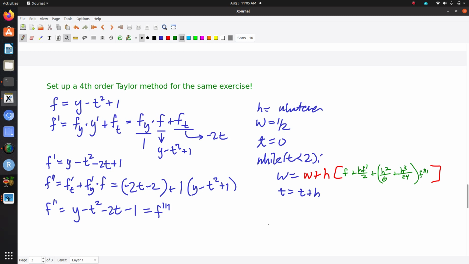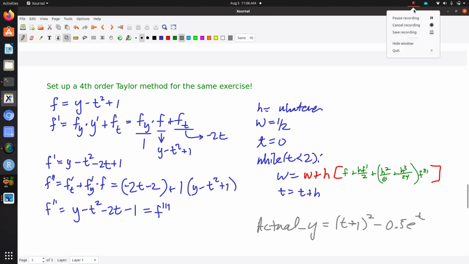All right, and because this is an academic exercise, we happen to have that the solution to y is t plus 1 squared minus 0.5 e to the t. So by the magic of, well, this is just a pretend problem, we can actually compare our method against the theoreticals. The theoretical and the actual solution we can compare like that. Okay? So now we're going to set that up in Python.